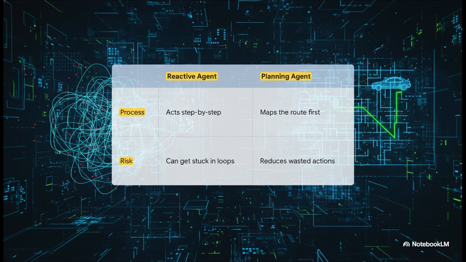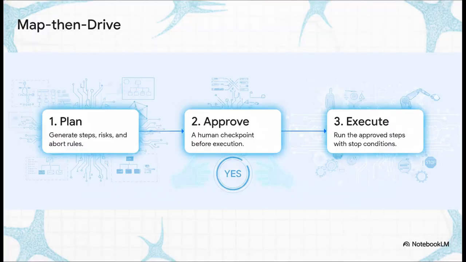A planning agent, that's the next level. Think of it like the difference between just wandering around a new city versus mapping out your entire route first and then driving. It cuts down so much on wasted actions and costly mistakes. This map then drive pattern has 3 really clear steps. First, the agent plans. It generates the steps, thinks about the risks, and even sets rules for when to abort. Second, and this is so key for safety, it stops and asks for human approval. Only after a human says yes, go ahead, does it move to step 3 and actually executes that approved plan.